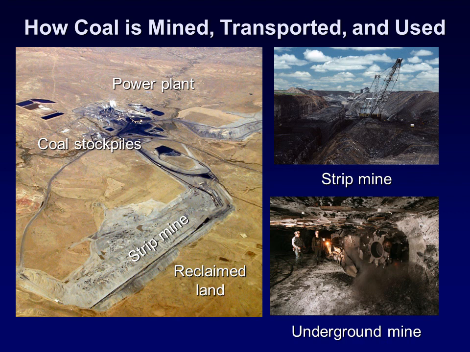As far as uses, coal is burned to convert water to steam and generate electricity. As far as being transported, the coal gets hauled to the surface, it's crushed, stockpiled, and then transported by train, truck, or cargo ship to wherever it's going to be used, typically power plants.